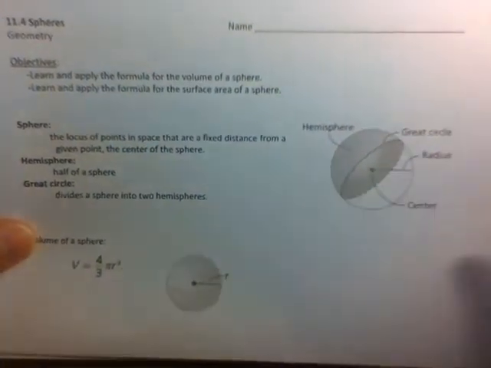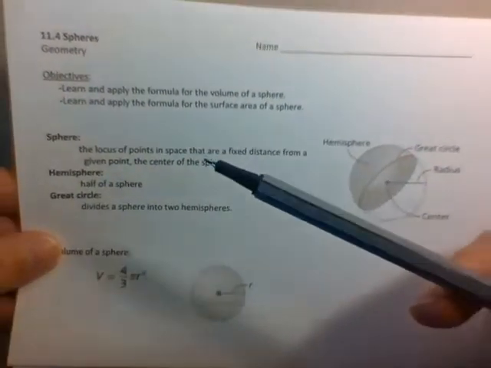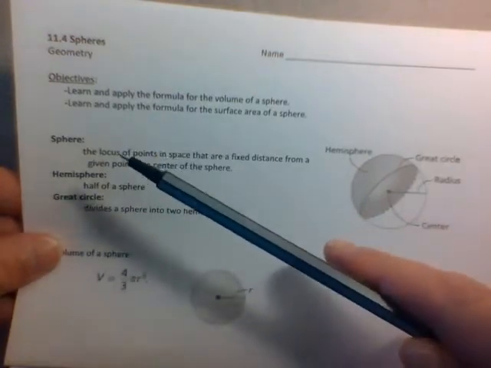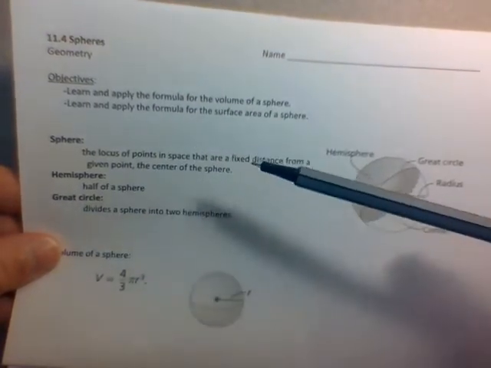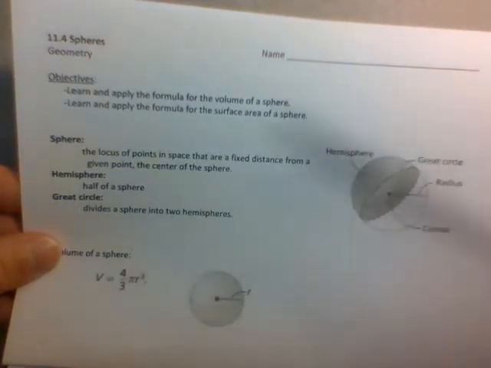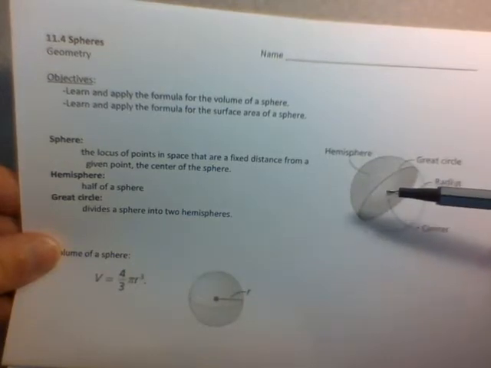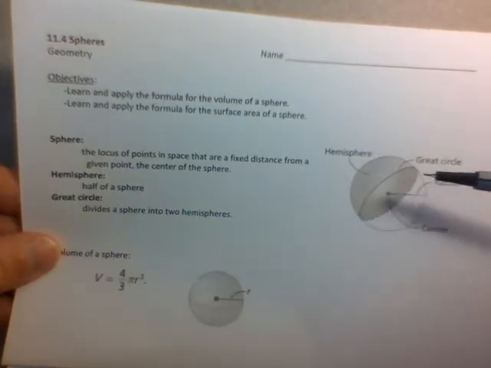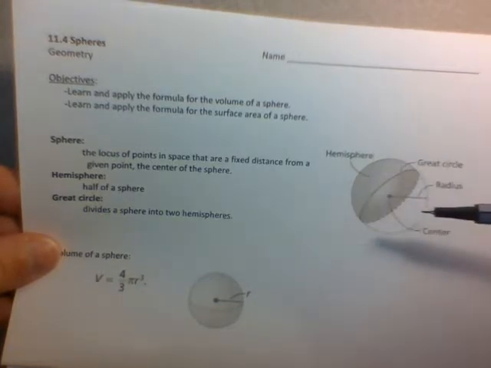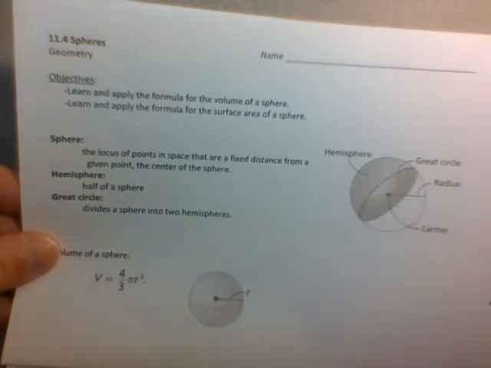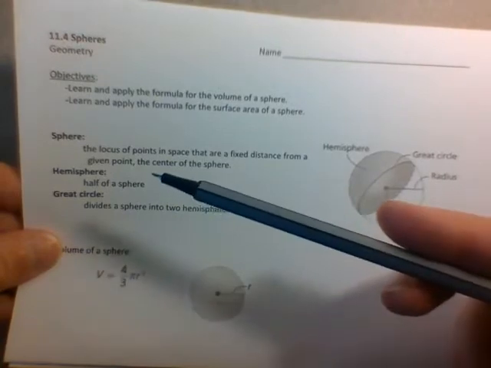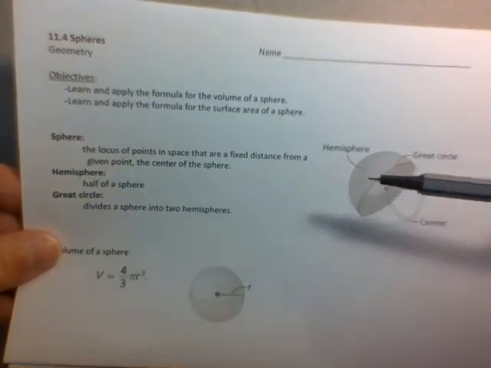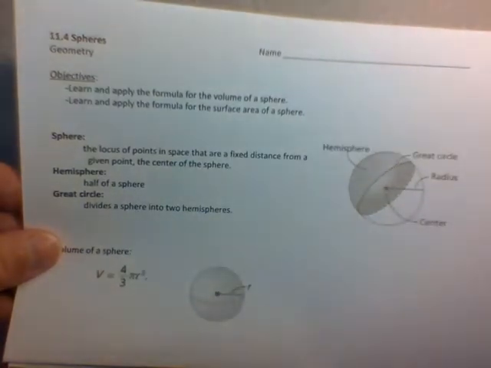So before we get started, we want to double check that we know what a sphere is. It's the locus of the set of points in space that are a fixed distance from a given point. So here we are with our given point. And then we have this center that then has all of these points in 3 dimensions, the radius length out from there. We also have our definition of hemisphere. That's this shaded area right here. It's half of the sphere.